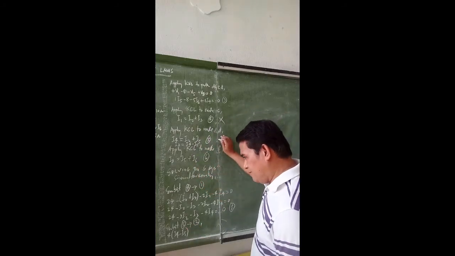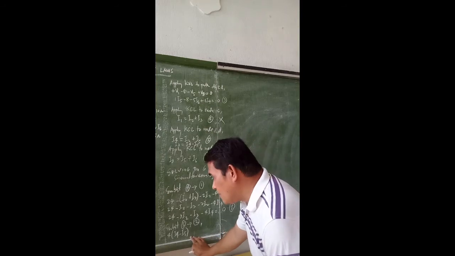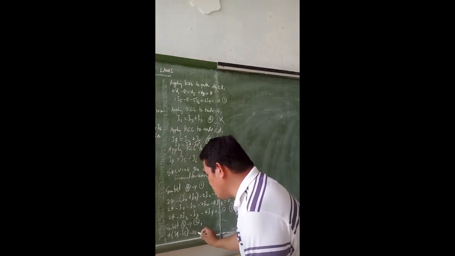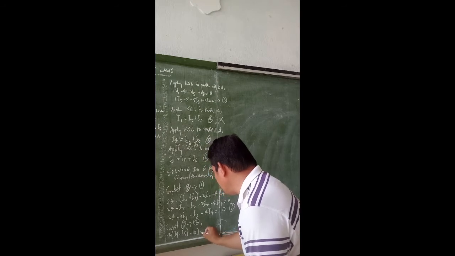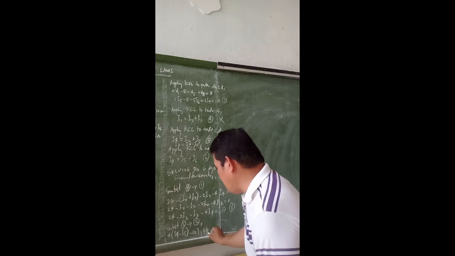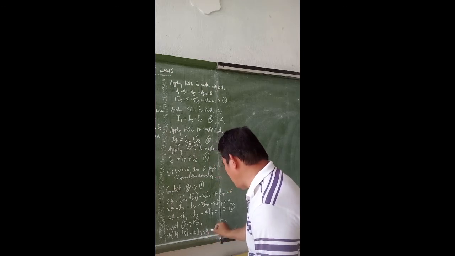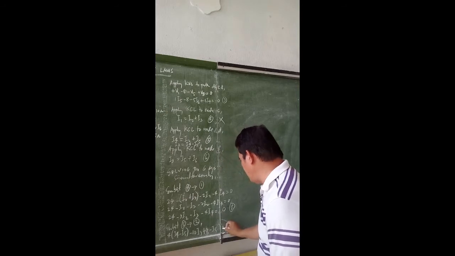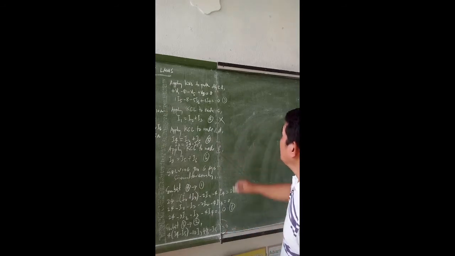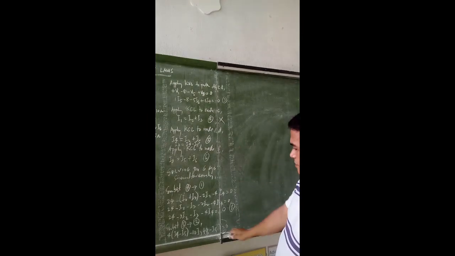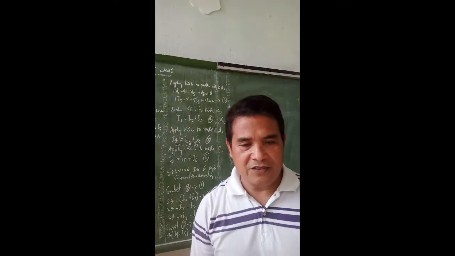And then minus 10 I sub 3 plus 8 minus I sub 5 is equal to 0. And then, the next one is, we simplify these equations.